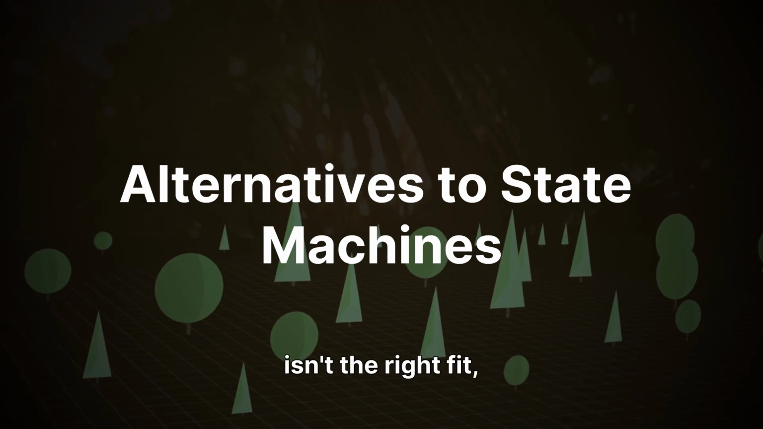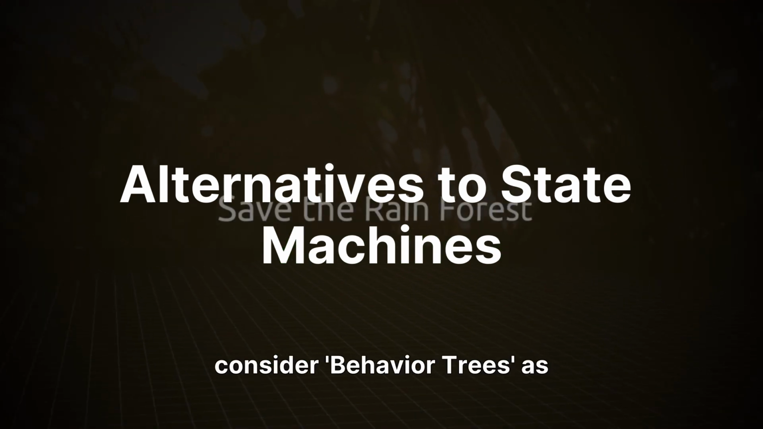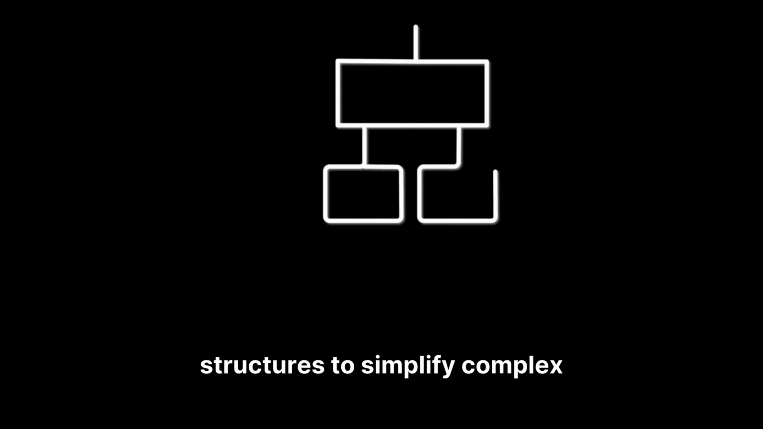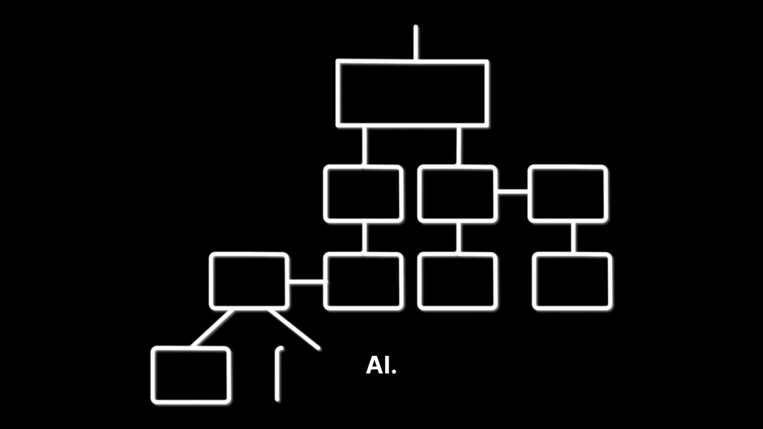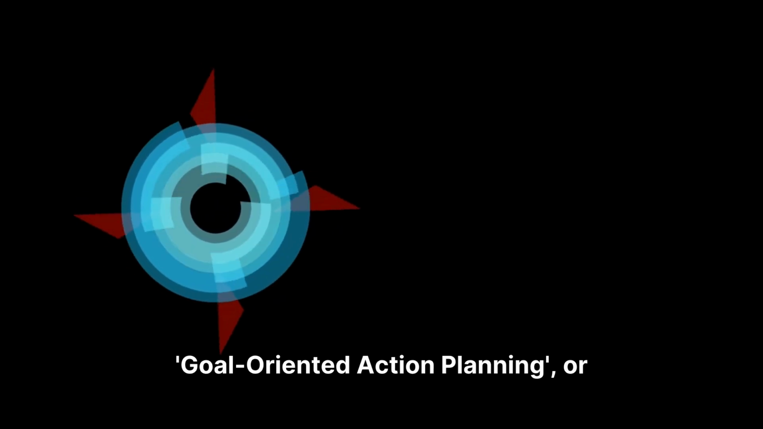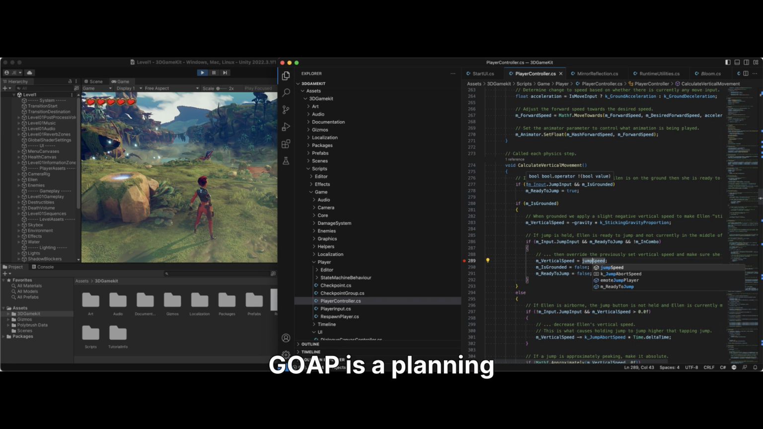If a state machine isn't the right fit, consider behavior trees as an alternative. Behavior trees use hierarchical structures to simplify complex decision-making, often seen in AI. Another powerful alternative is goal-oriented action planning, or GOAP. GOAP is a planning algorithm that determines the best sequence of actions to achieve a specific goal.